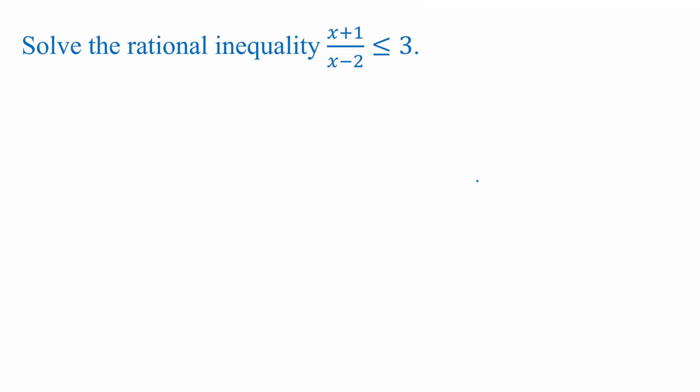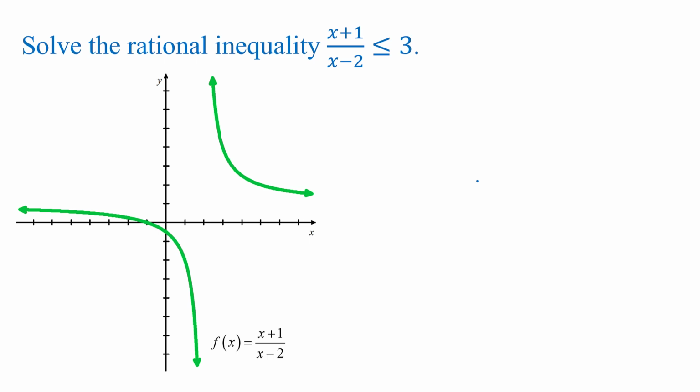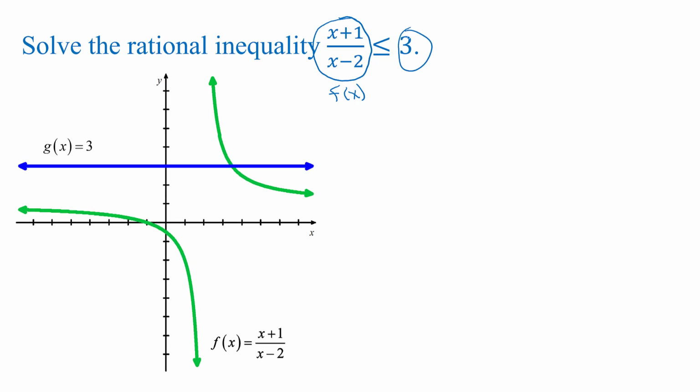Now let's solve the rational inequality, x plus 1 over x minus 2, less than or equal to 3. And here we've graphed f of x. So the left side of this inequality we'll refer to as f of x, and we're looking for where f of x is less than or equal to 3. So I'm going to graph g of x equals 3 here. We're looking for where f of x is less than or equal to g of x. That means where the graph of f of x is either below or intersects with the graph of g of x. So you can see the red shaded area here.